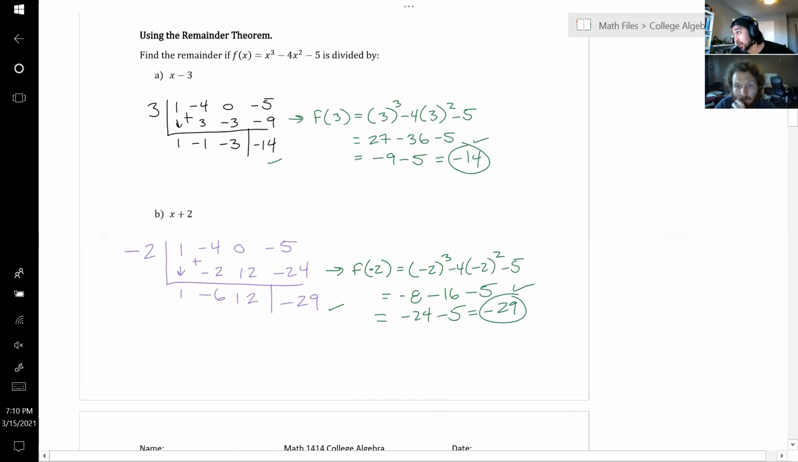So that is, once again, remainder theorem. When using long division and synthetic division, if you want to know if you got the process right, then go ahead and take that divisor, plug it into your function, and if your result is the same number as your remainder, then you have done it correctly. Any questions on that?